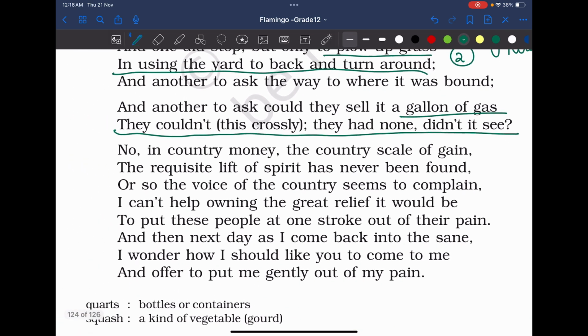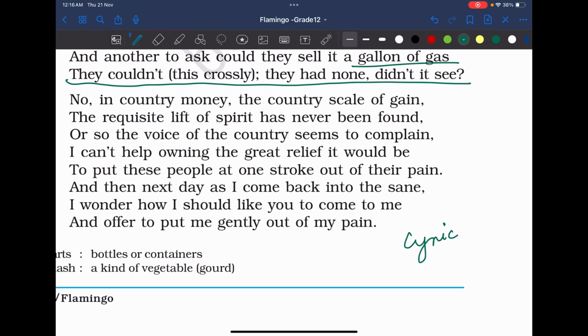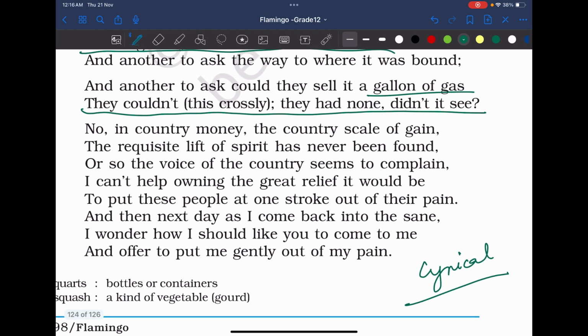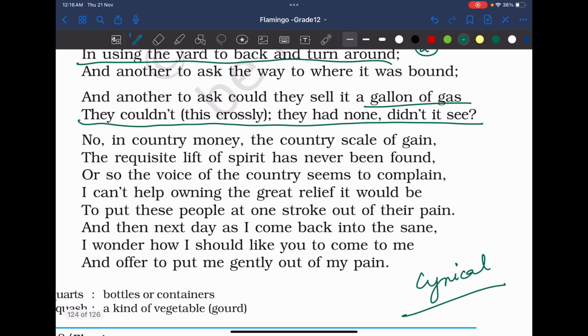So the poet comes up with the solution, and he becomes a little bit cynical also, like a little bit crazy and insane towards the end, that no, in country money, the country scale of gain, the requisite lift of spirit has never been found, or so the voice of the country seems to complain. I can't help owning the great relief it would be to put these people at one stroke out of their pain. So he says that इस country की हालत इतनी बुरी है, and these poor people, they are living in such a bitter and pathetic life that best होगा if we would just make them stand and we would just execute them, and or maybe just kill them in one stroke.